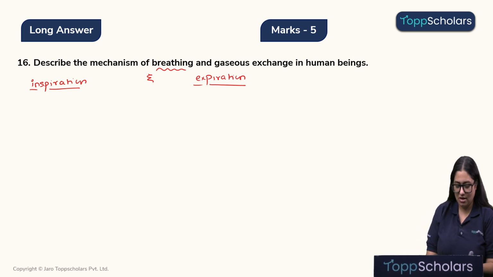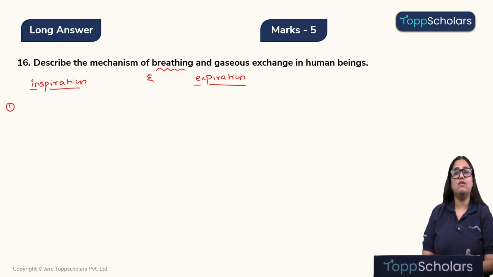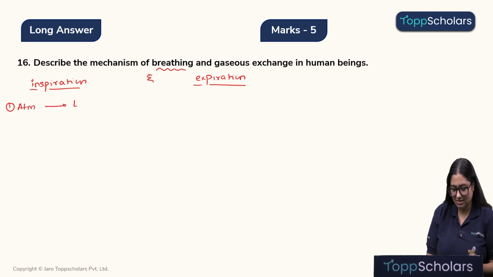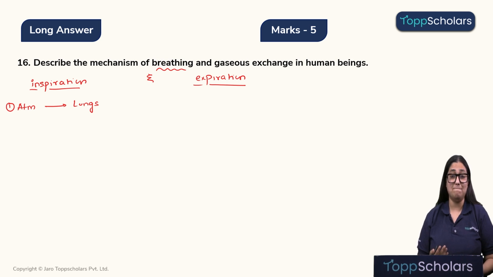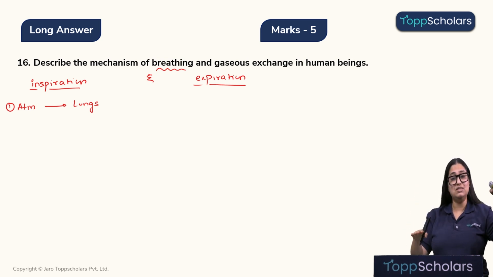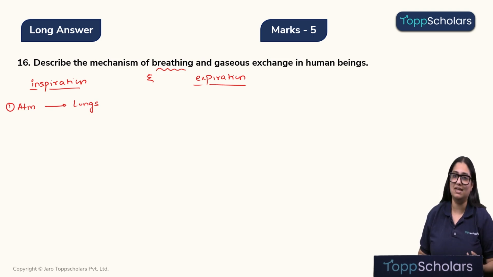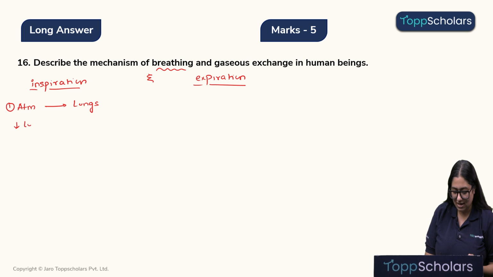First thing, children, to take a breath in, we want the air to enter from the atmosphere into our lungs, right? And air always moves from higher pressure to lower pressure. Now, we cannot increase the atmospheric pressure, but we can reduce the lung pressure. And by default, the atmospheric pressure becomes high and the air will enter from the atmosphere into the lungs. So how does inspiration take place? By reducing the lung pressure.